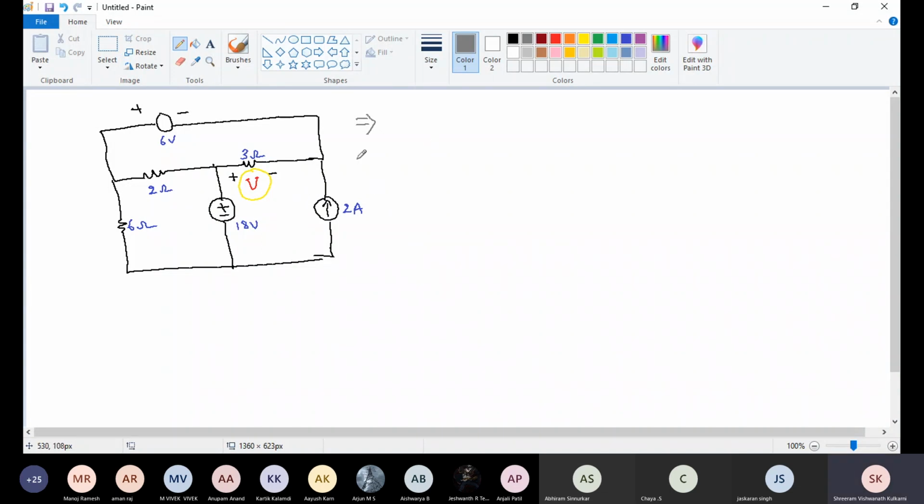Now I am going to select this 6 volt source, plus minus. Then what do I need to do with the 18 volt source? Short circuit. Yes, I need to short this one, and the current source open circuit. Here I am rewriting the circuit by selecting the single source 6 volt.